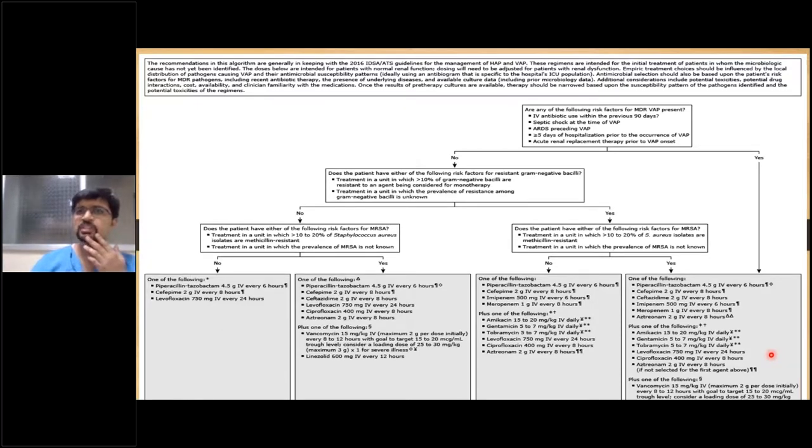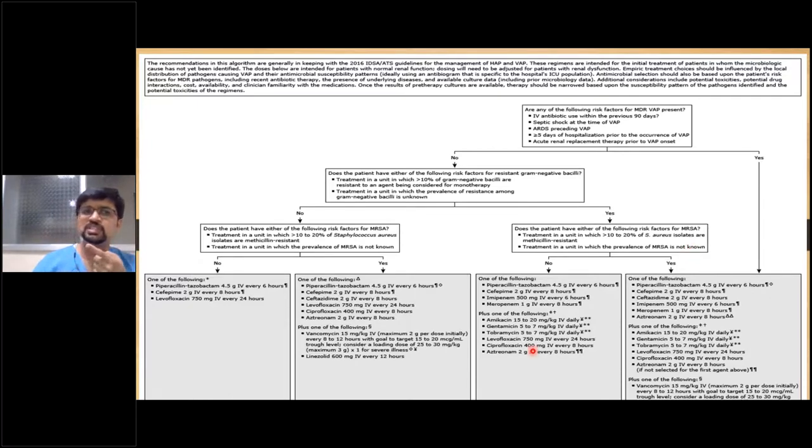So that is if the risk factors are present. If the risk factors are not present, there is a possibility that you are working in a setting where almost 10% of your gram-negative bacilli isolates are resistant to the monotherapy you give initially. If that is the case, if it is yes, then you'll have to assess whether the staph aureus isolates are methicillin resistant or not. If methicillin resistance is not seen, then you can go with only two antibiotics for gram-negative coverage.